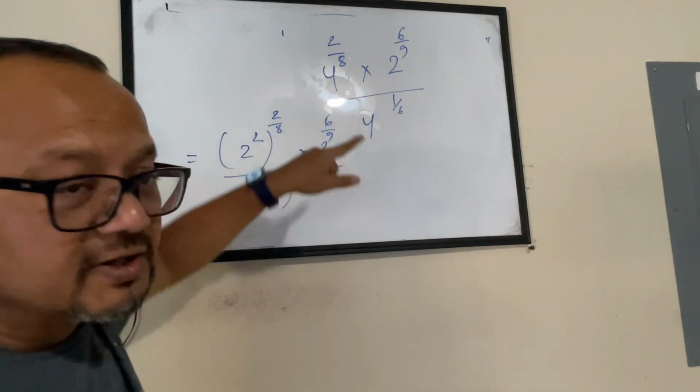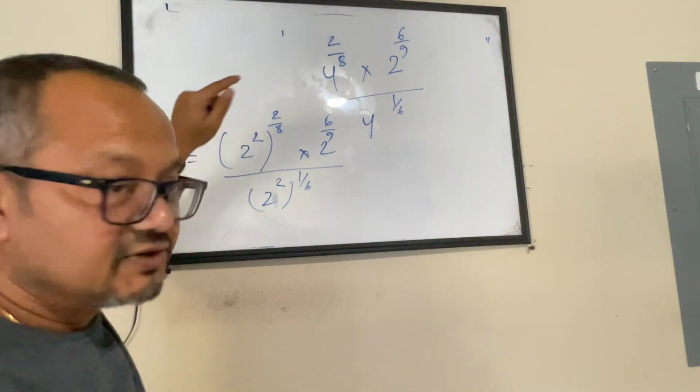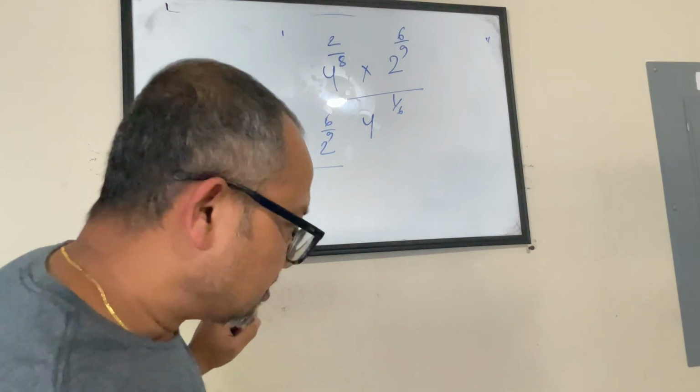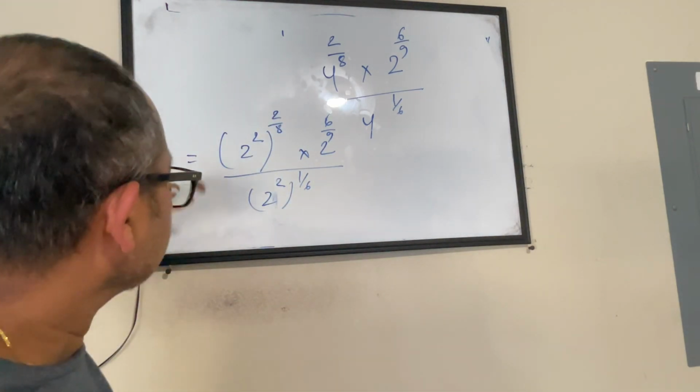Now, always look for simplifying things. Yeah, Vishal, what was your answer? I got 2 to the power of 5 by 4. 5 by 4, okay, let's see.